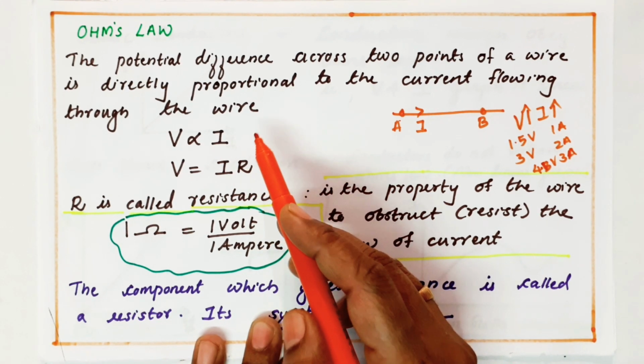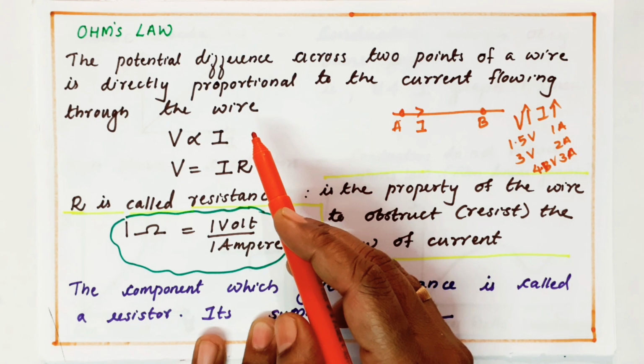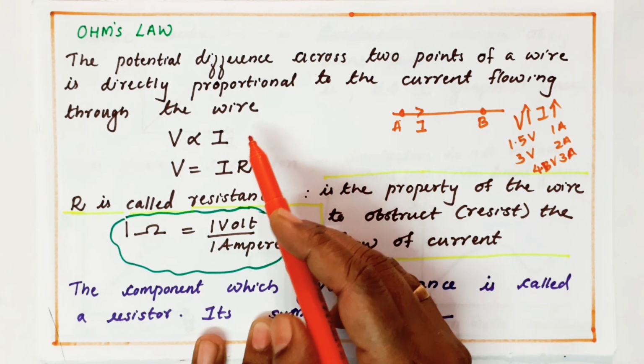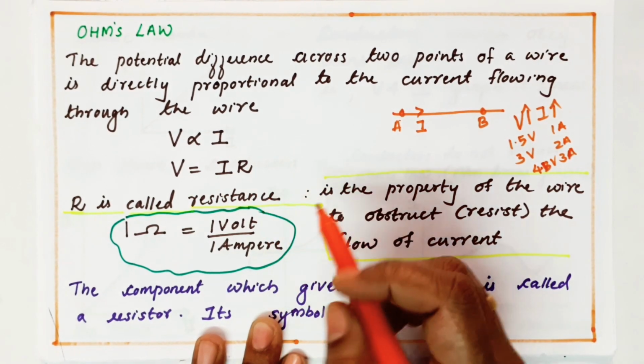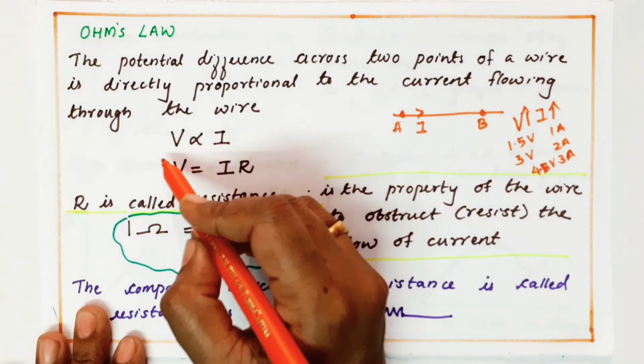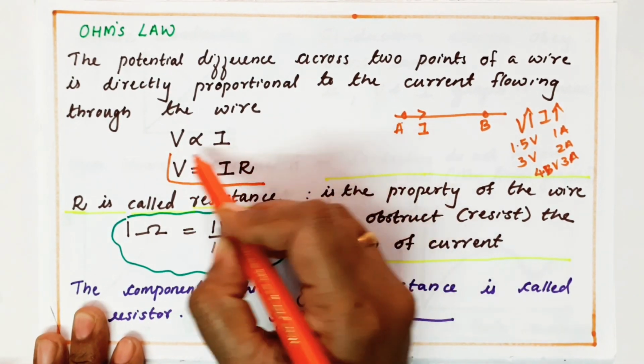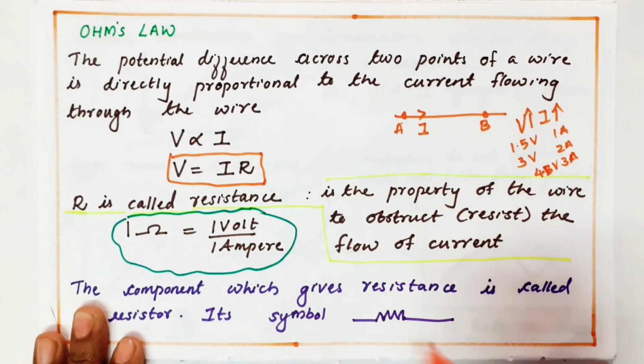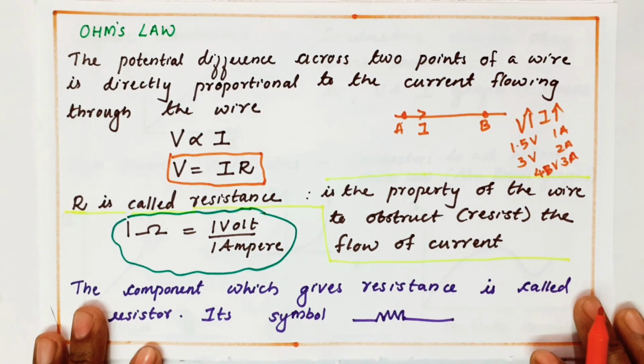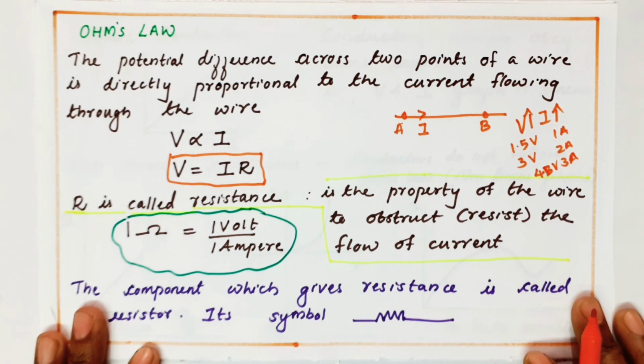To remove the proportionality, I'll keep a constant. That constant is called R. So you can write V equals IR. This is our basic equation for Ohm's law. V equals IR, where R is the constant of proportionality called resistance. What is called resistance? It is nothing but the property of the wire to obstruct or resist the flow of current. The property to obstruct or resist the flow of current is termed resistance.